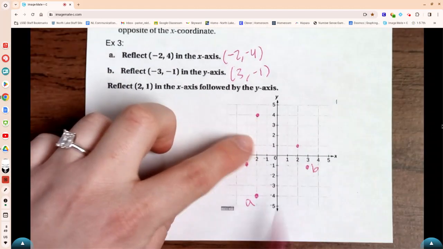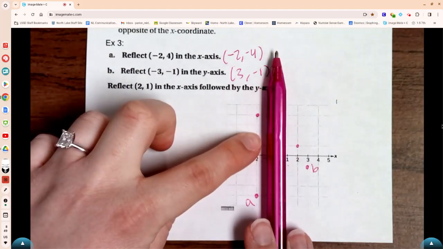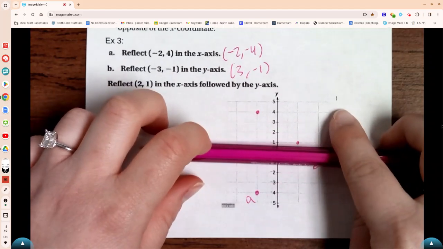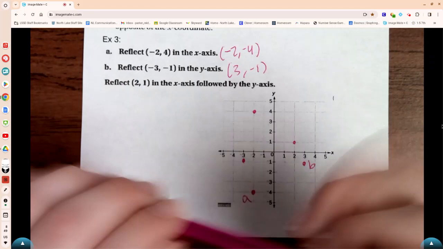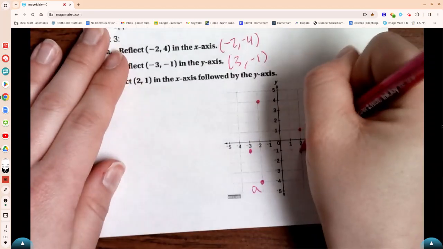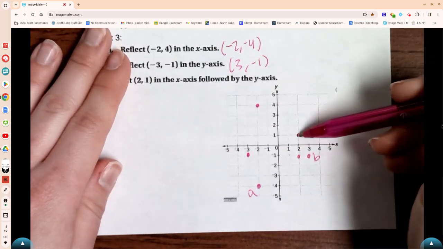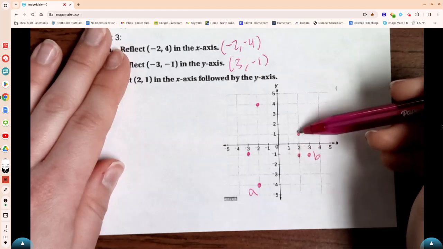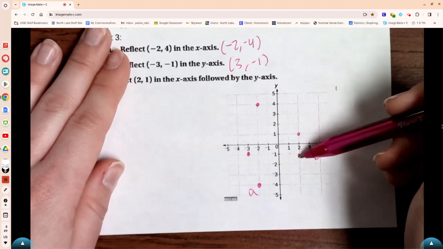That would be here. That would be reflecting over the y. I want to reflect over the x. Natalie? 2, -1. And again, notice when we reflected over x, x stayed the same. It stayed 2. It was the y that became its opposite. Instead of +1, it became -1.